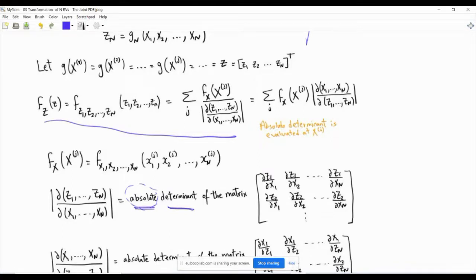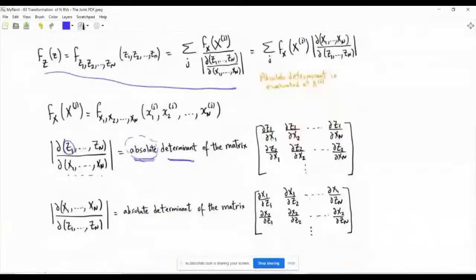If you look at this matrix, the first row is the partial derivative of z1 with respect to each of the x's. So it is partial z1 with respect to x1, partial z1 with respect to x2, up to partial z1 with respect to xn. The second row will be partial z2 with respect to x1, then x2, then x3, up to xn, and so on and so forth. This thing here is the Jacobian, called the Jacobian matrix.